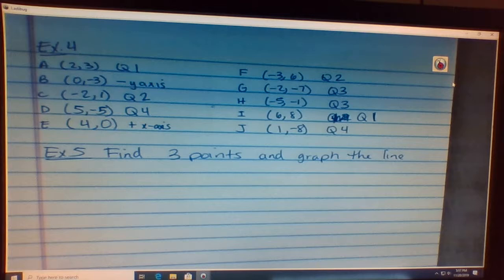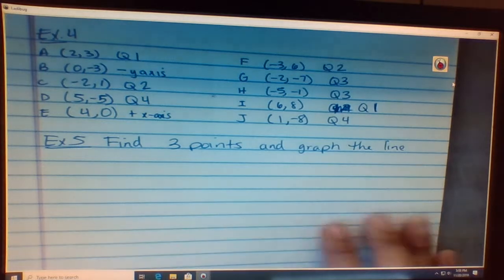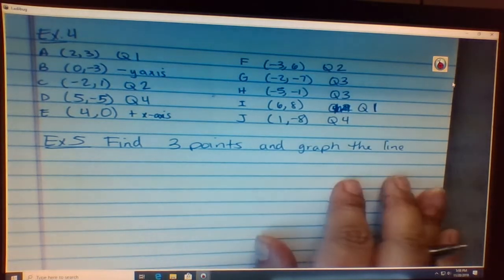So are we okay with everything else? Did I do everything else correct? So you guys are right. I'm making mistakes, believe it or not. All right, so we're good there? Yes? Awesome. Now, for this next section, find 3 points on a graph and graph the line.